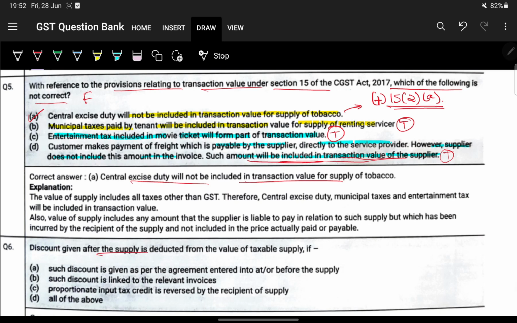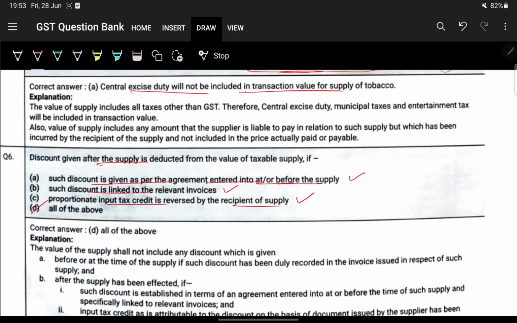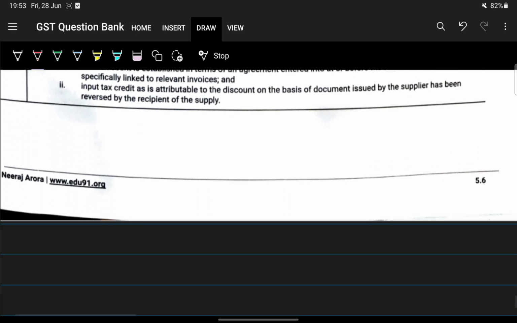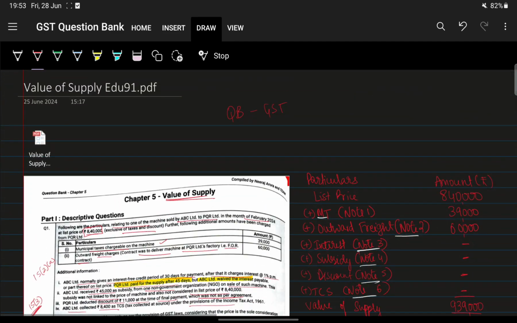Discount given after the supply is deducted from the value if such discount is given as per the agreement at or before the time of supply. Correct. Next, such discount is linked to the relevant invoices. Correct. Proportionate input tax is reversed by the recipient. Also correct. So all of the above have to be satisfied. Okay, next. That's all. Fantastic. Done. Over.